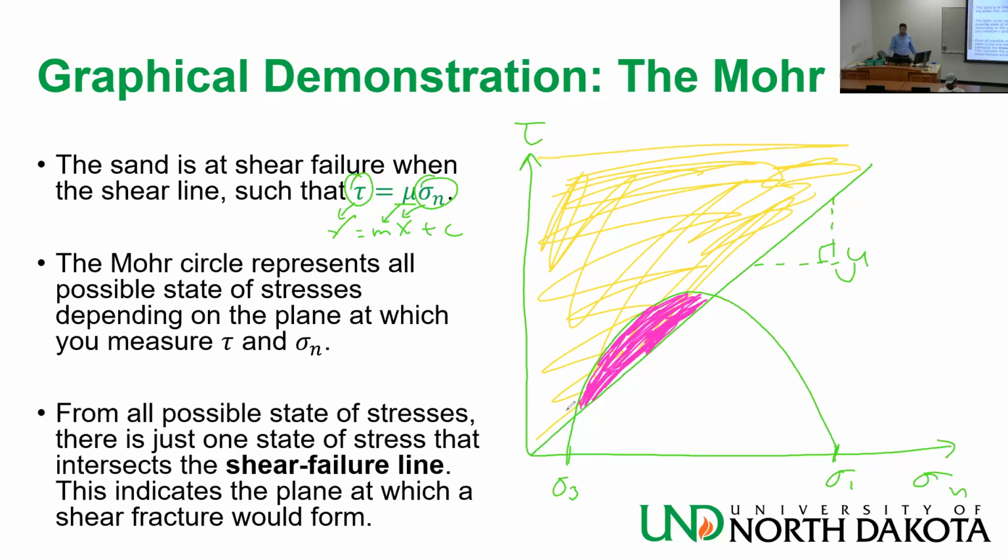I have failure. Okay, so if I have the distance between sigma 1 and sigma 3, I will use turquoise. I'm between the two, and I have a radius. Let me take it from here to here.